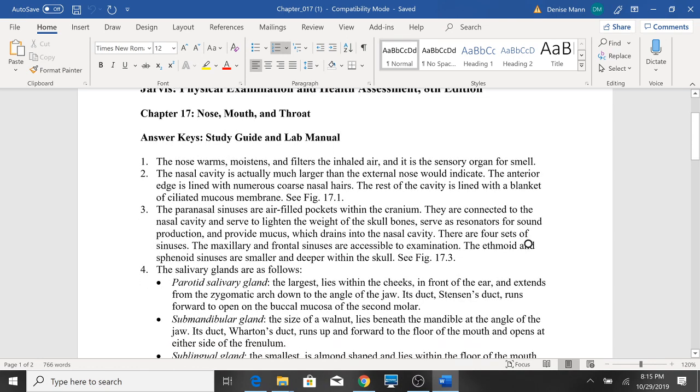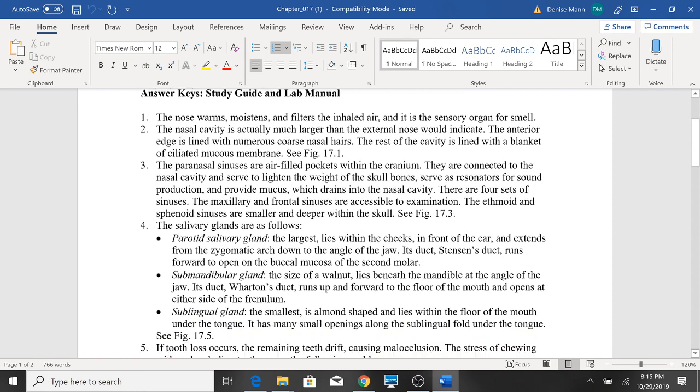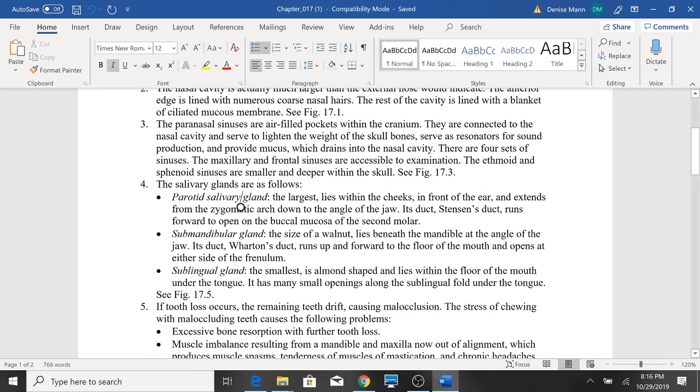So let's talk about functions of the nose. Obviously, the nose moistens and filters air, and is a sensory organ for smell. The nasal cavity is actually much larger than the external nose would indicate. It's pretty cool. There are four sets of paranasal sinuses. The maxillary and frontal sinuses are accessible for examination. We already knew that.